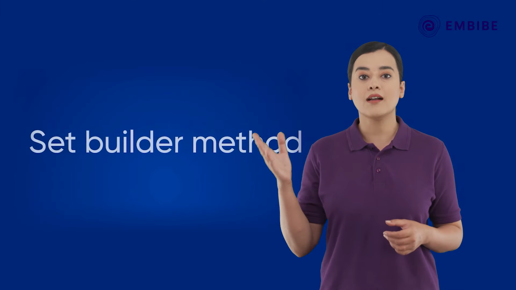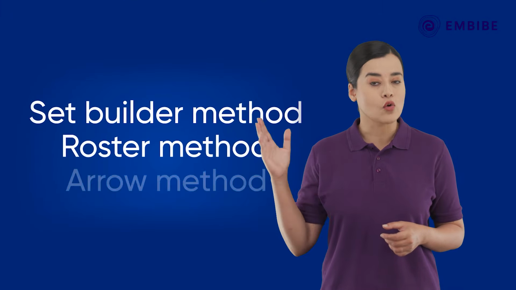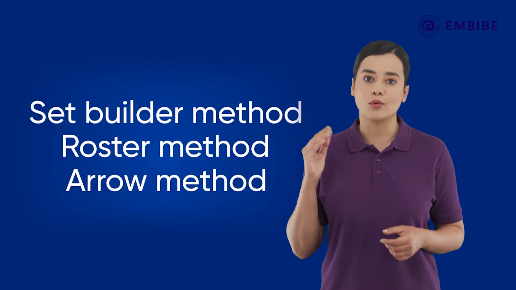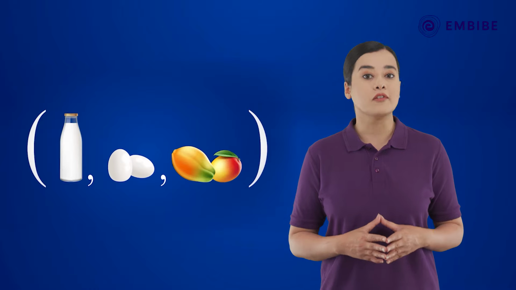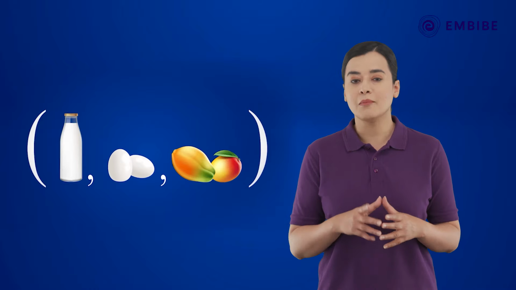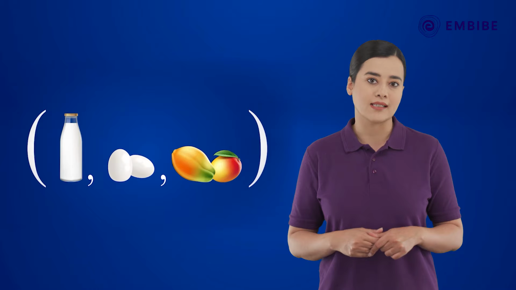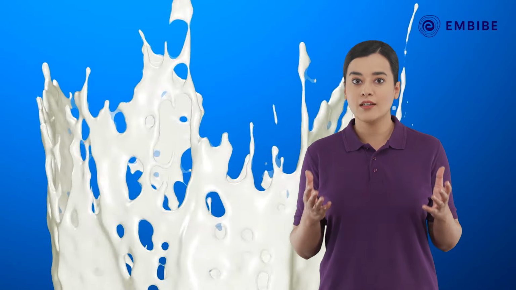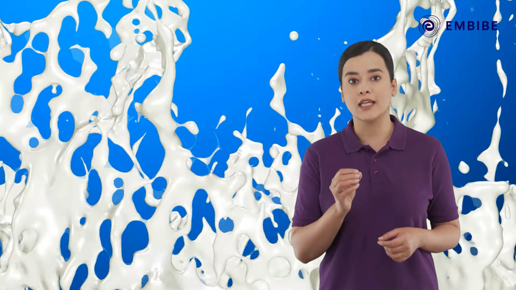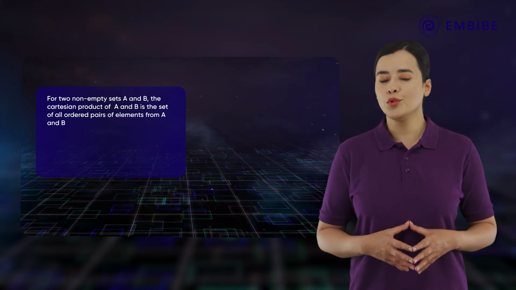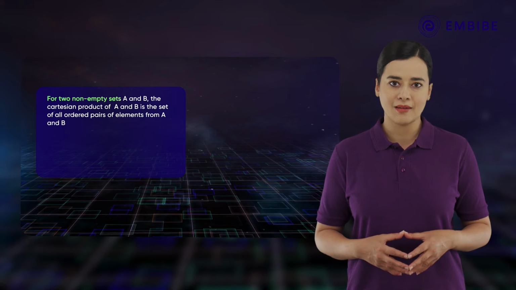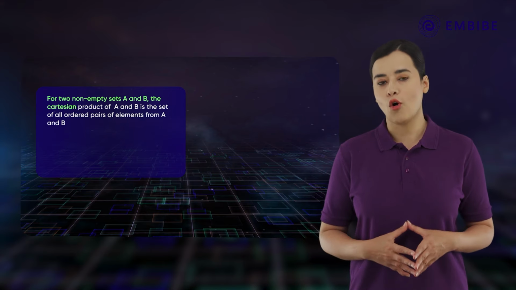Likewise, a relation can be represented in 3 different ways, that are set builder method, roster method, and arrow method. Let's study the representation of relations in this session, but first understand what is a relation, domain, range, and codomain of the given relation.